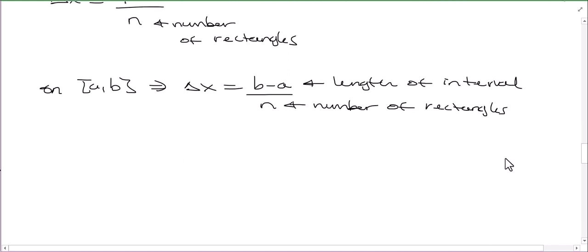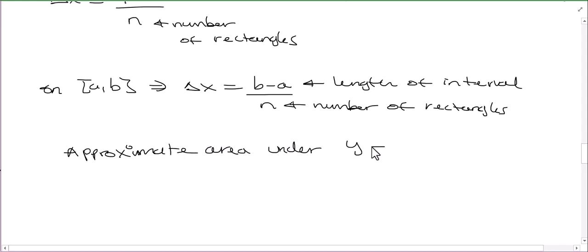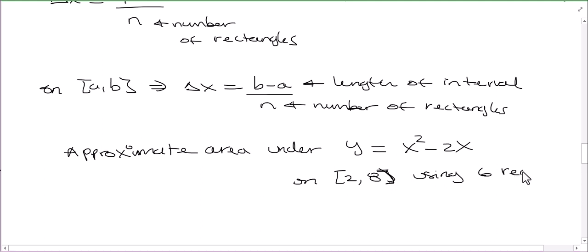Right, so if I wanted to find the approximate area under some other curve, say y equals x squared minus 2x on the closed interval 2 to 8, using say 6 rectangles, what will my delta x be? Then delta x will be the length of the interval, so it'll be 8 minus 2 over the 6 rectangles. So in this case, 6 over 6, which will be 1.